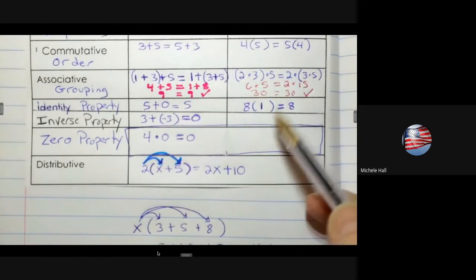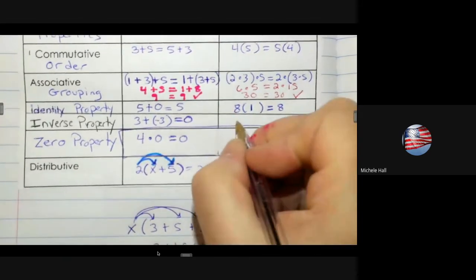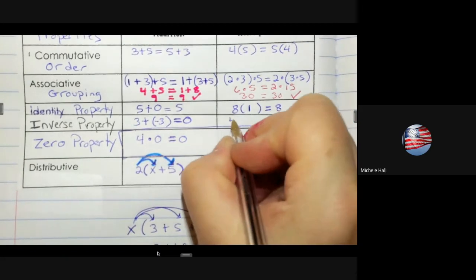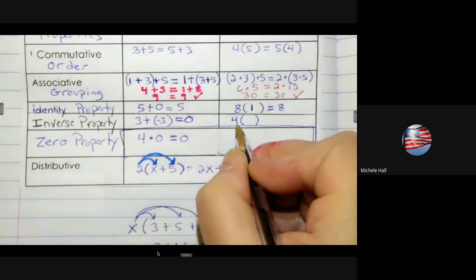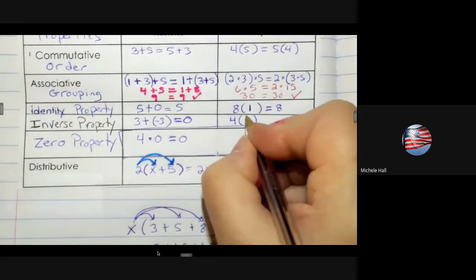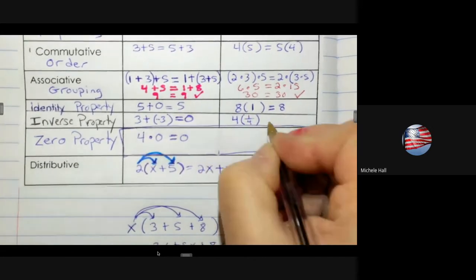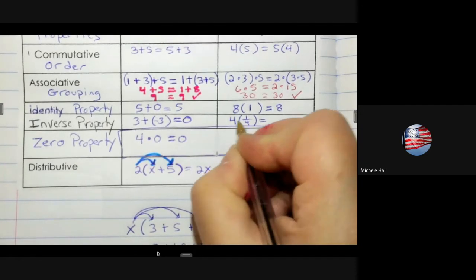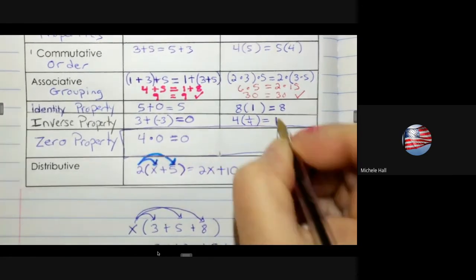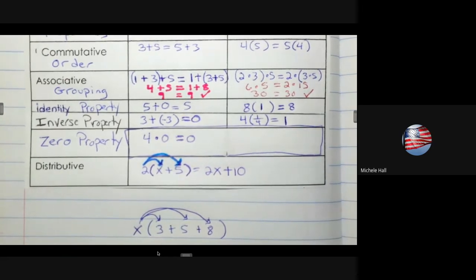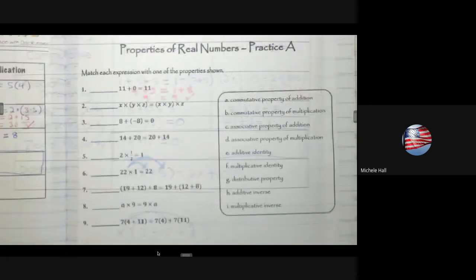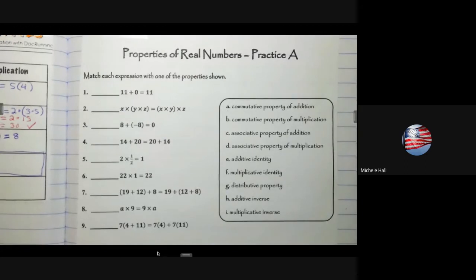The multiplication property, we're doing, let's say, 4 times the reciprocal of 4. The reciprocal of 4 is 1/4. 1/4 of 4 equals 1. If I made 4 a fraction and cross cancel, you would see that we get 1. So we have the inverse property. That was the real number properties.